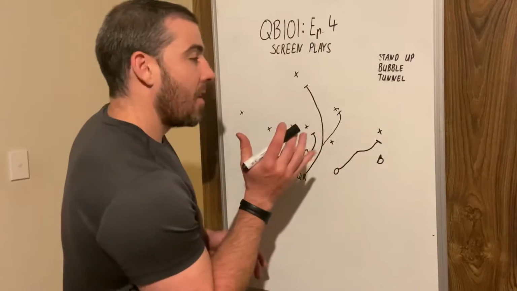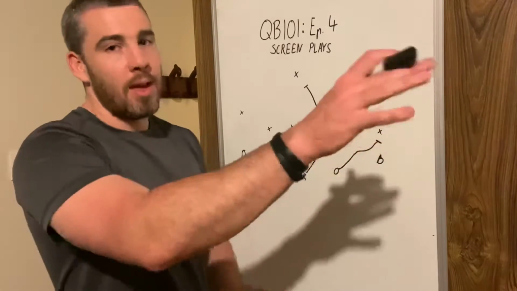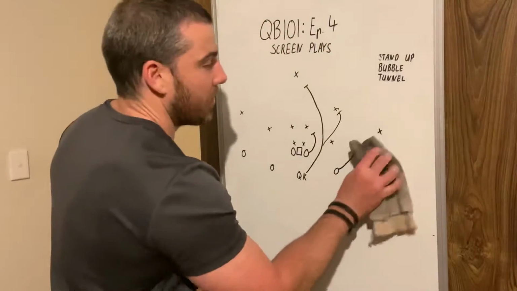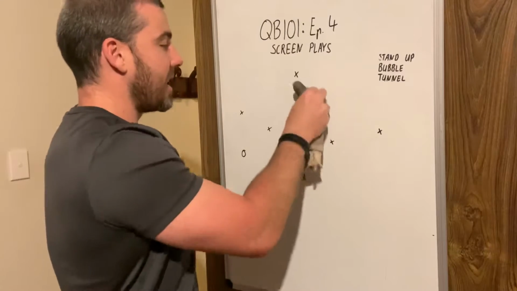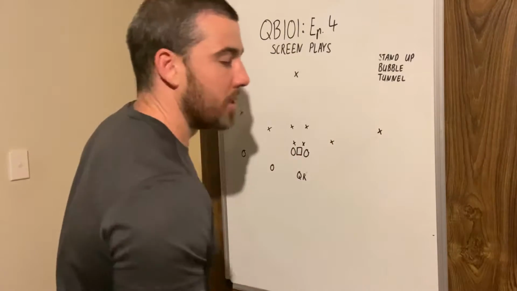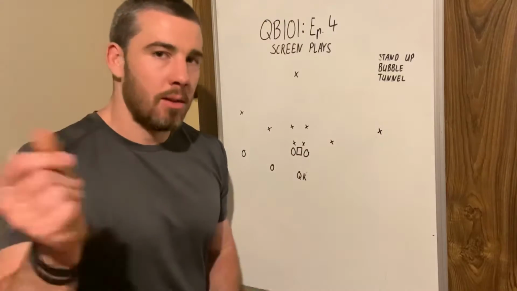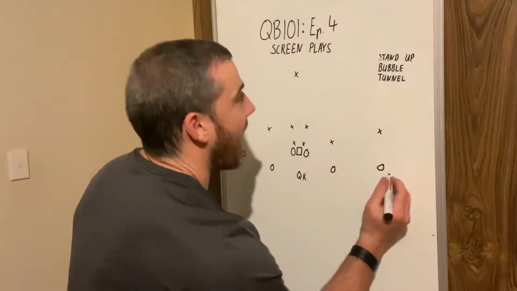All we need is a good pass, a good catch, and 3 good blocks, and we are off to the races. So that is the stand-up. Of course, we can throw that left or right. The one thing you're looking for in the stand-up is that pre-snap read. So make sure it's all good to go. We're not in man press. All right, let's run that stand-up. Throw that ball fast and throw it accurate.